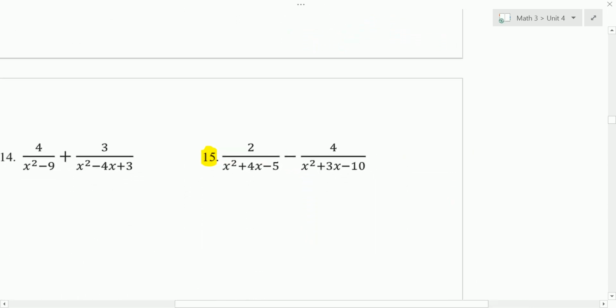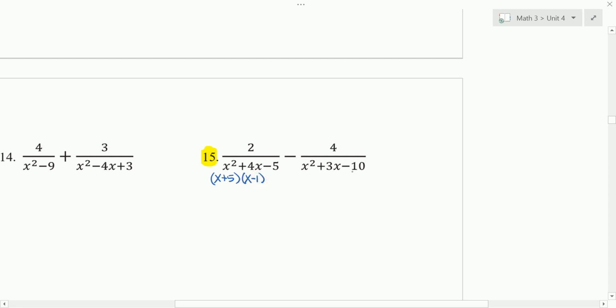Next, let's take a look at number 15. Denominators do not match. We need to factor those denominators. The first one, we have an x. We're looking for two numbers that multiply to negative 5, add to 4. So x plus 5 times x minus 1.